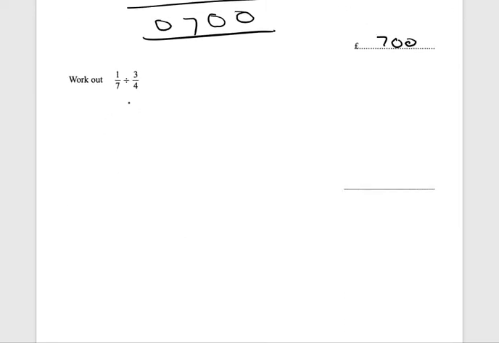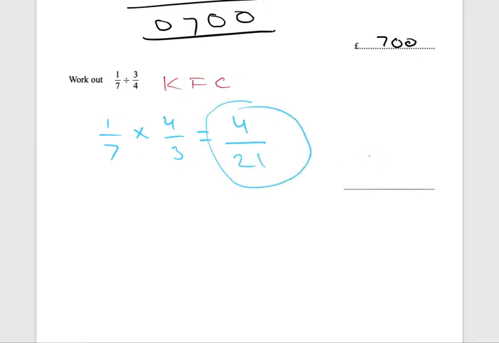Okay, next question is a divide question. Whenever we're dividing, we use the method KFC, keep, flip and change. So we're going to keep the first fraction 1/7. We're going to change the symbol to a multiply, and we're going to flip the other fraction, so 4/3. Is there anything we can cancel out at this point? No, we can't. So we can do 1 times 4, which is 4, and 7 times 3, which is 21. That would be your answer, 4/21.